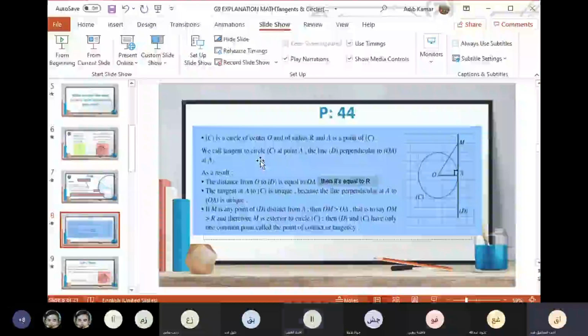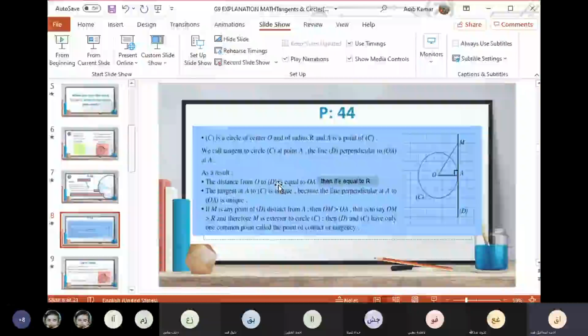So here I have C, a circle of center O and of radius R, and A is a point of C. We call tangent to C at point A the line D perpendicular to OA. So this line D is perpendicular to OA at A, which is the point of tangency. As a result, the distance from O to D is equal to OA, which is equal to R, the radius. So OA became the radius.